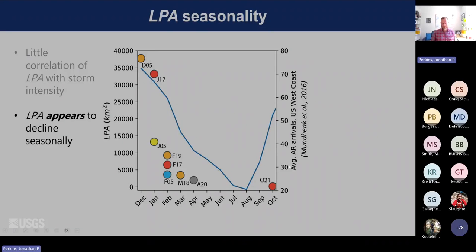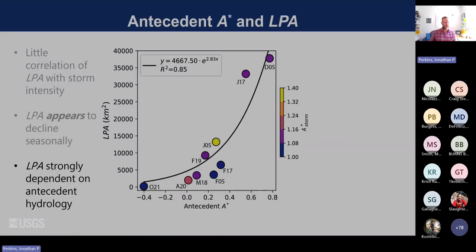And we can look at that a little more mechanistically. Instead of just comparing it to AR arrivals, we can look at the antecedent conditions for each of these areas before the storm arrived. On the x-axis of this plot, I'm looking at the antecedent A star conditions before the storm. So for the pixels on the map in California that ultimately went above threshold, well, they didn't fail, but they went above threshold, if we look at what the A star was before the storm arrived and plot that as a function of landslide potential area, we see a really strong relationship between those antecedent conditions and the ultimate footprint of hazardous rainfall in the state, right?